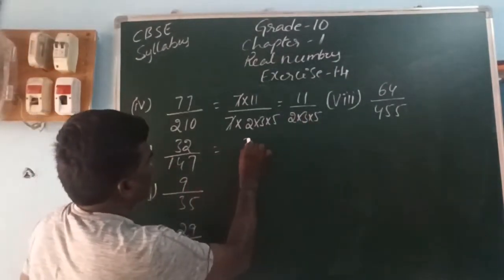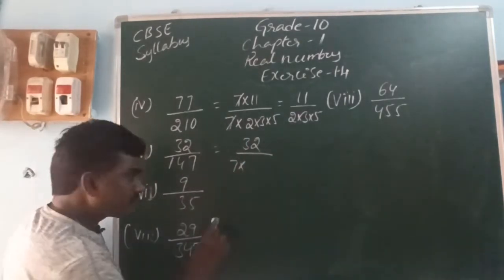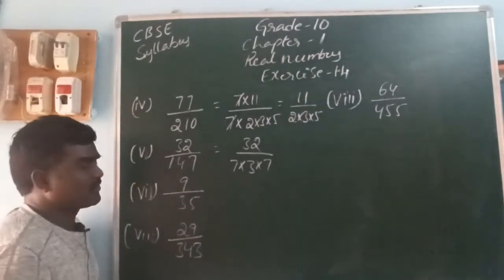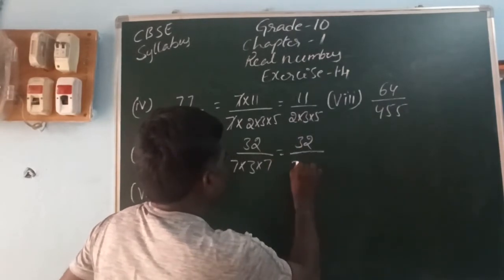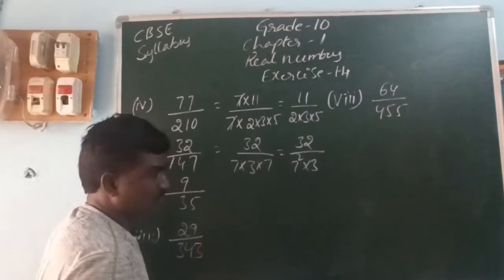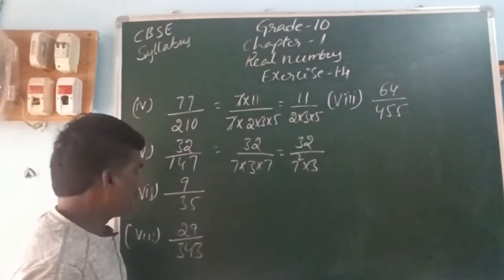Next, another one: 32 by 147. Here we can write 147 as 7 into 3 into 7. So here the denominator is 7 square into 3. Its denominator has a power of 7 and a power of 3. Here there is no power of 2, power of 5, or both. So therefore it is a non-terminating repeating decimal.